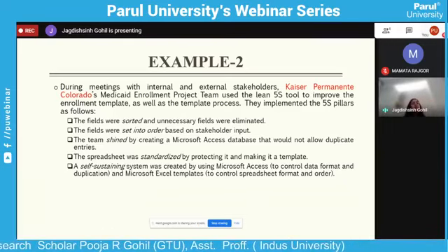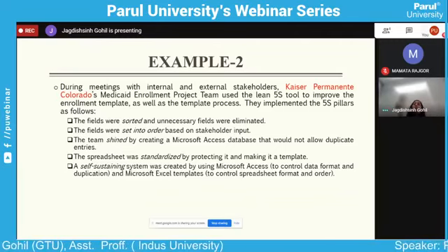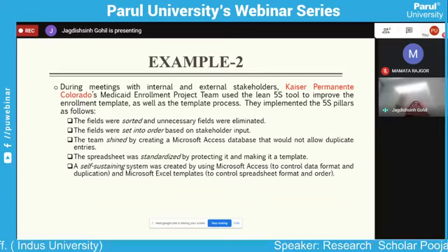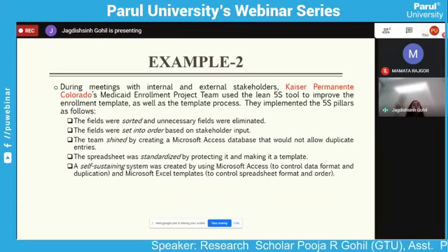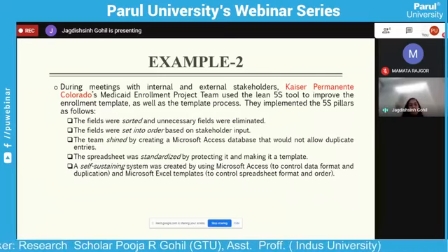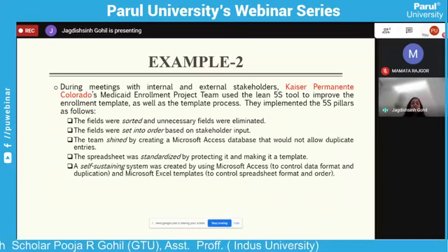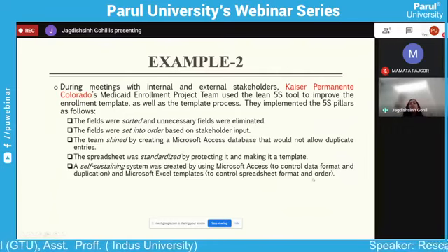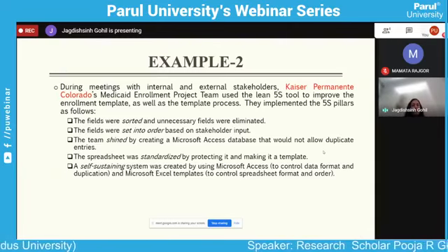Second, the fields they had sorted out were set in a proper order based on their stakeholders' input. Their senior or top management gave input, and based on that, they set the sorted fields in order. That was the second step. Thirdly, they achieved the shining by creating a Microsoft Access database. You know Microsoft Access, software easily available on all laptops. Using it, they created a database so that duplicate entries are not allowed. None of the rows in a template are duplicated. Fine, so they kept that in mind.